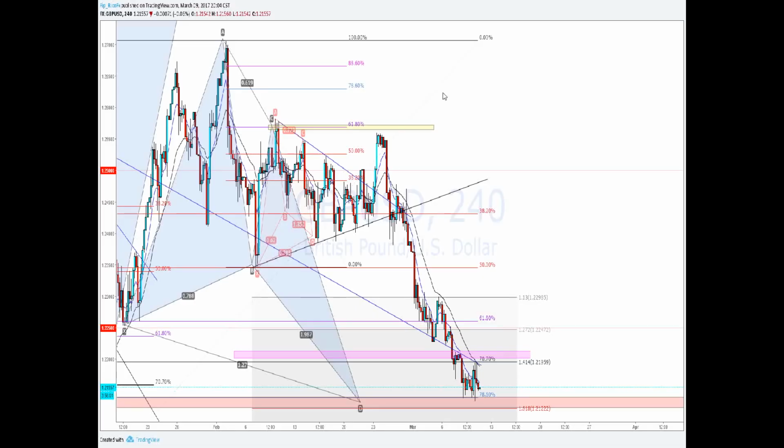So I'm going to show you real quick a harmonic example. Harmonics, you guys know I love harmonics. I'm going to show you a butterfly example right here and just show you basically why I trade harmonics, and the reason is because of their accuracy.